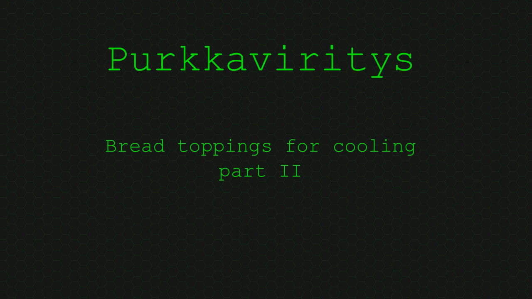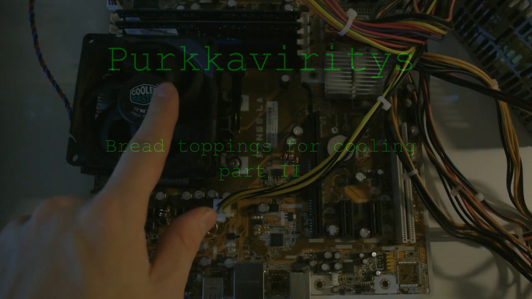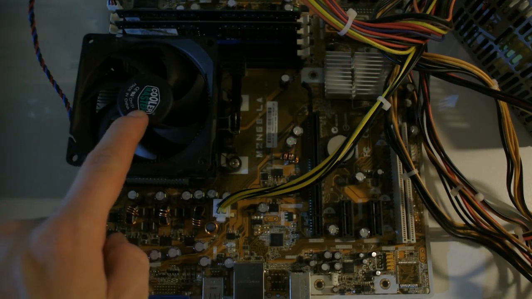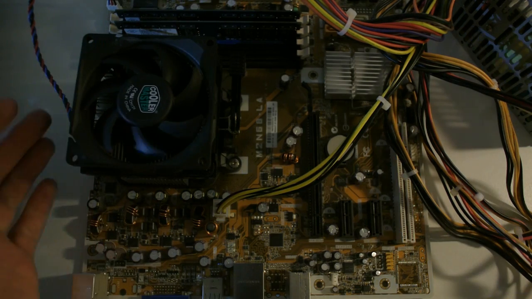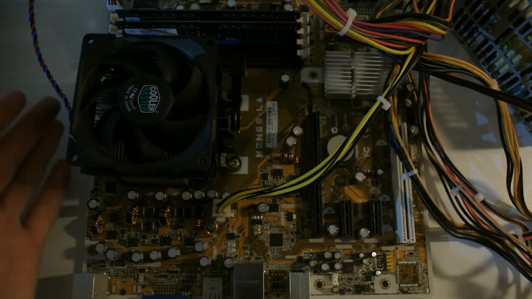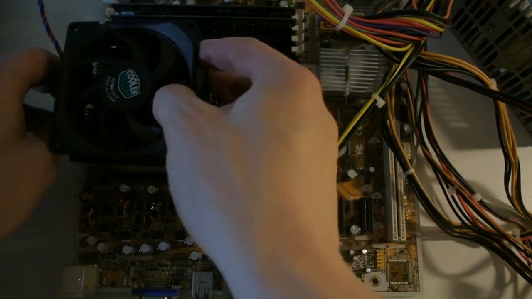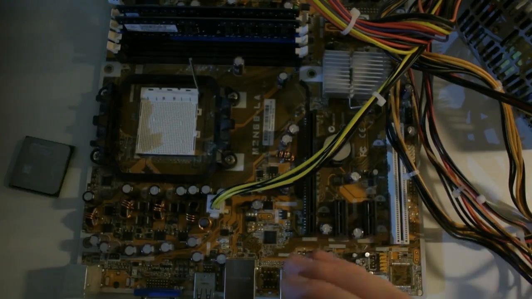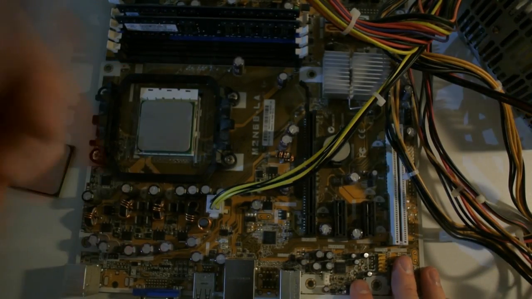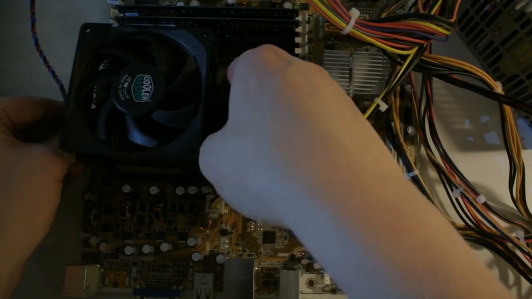Condiments for Cooling, Part 2. Now, the last time I did this, I had a Sempron processor that's still under there, which had a 40 watt thermal output. Now I'm going to change that into an Athlon 64 X2, which has a 90 watt thermal output. And let's see how it does without any paste.